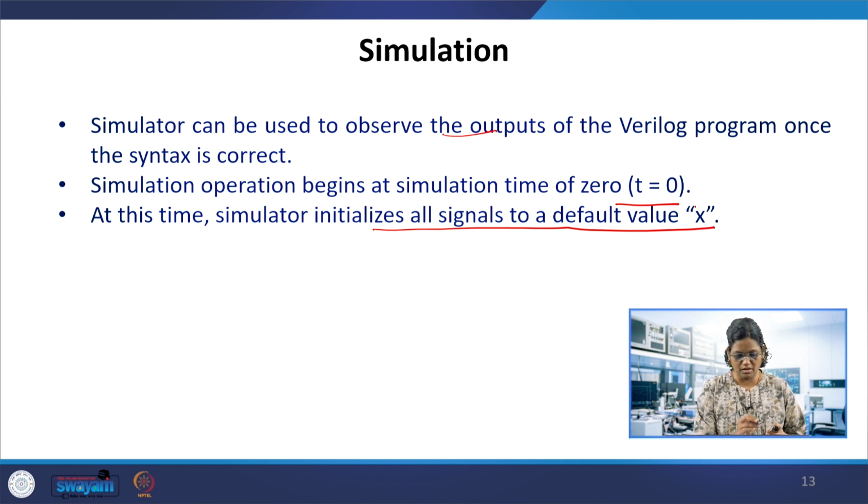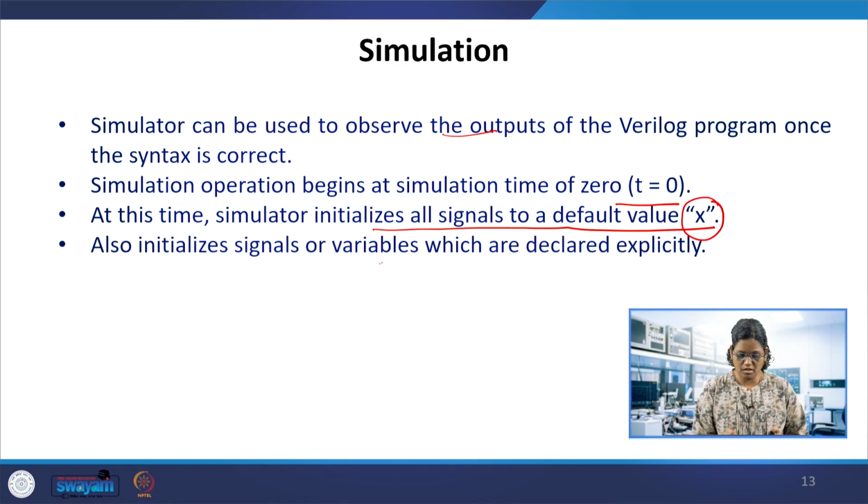If you don't specify the initial values, say a equal b equal to 0, then at t equal to 0 it makes them all unknown default values x x x x. And whenever you are changing the signal test inputs, it starts assigning the values. So it is default x, and all signals or variables which are declared explicitly are also initialized to that value at time t equal to 0.